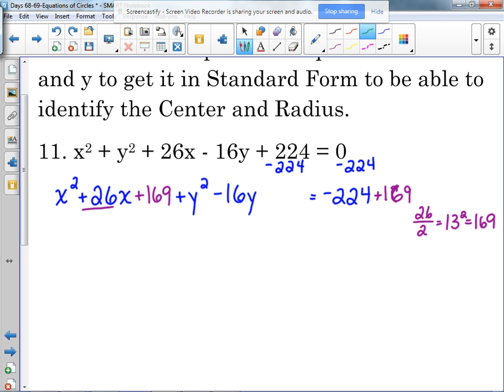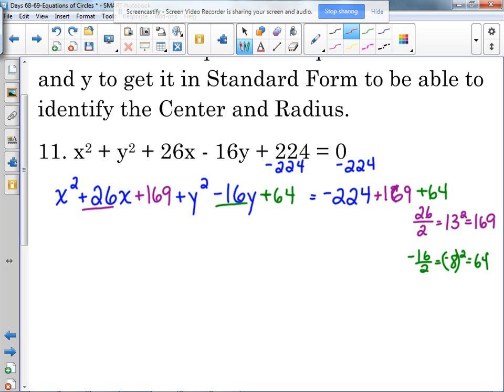We're going to do the exact same thing with our y's. We take that linear term, the negative 16 divided by 2, we get negative 8. When we square negative 8, we get positive 64. I don't care what your calculator tells you. If you don't put parentheses around it, then it's just doing what you're telling it to do, and it's going to stick a negative in front of it, but it's not supposed to have a negative. Any number squared is always positive. Okay, so we add 64 to both sides of our equation.